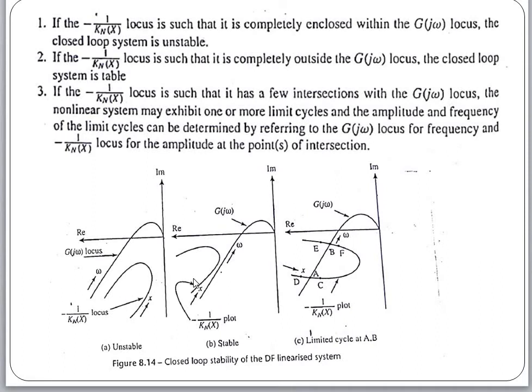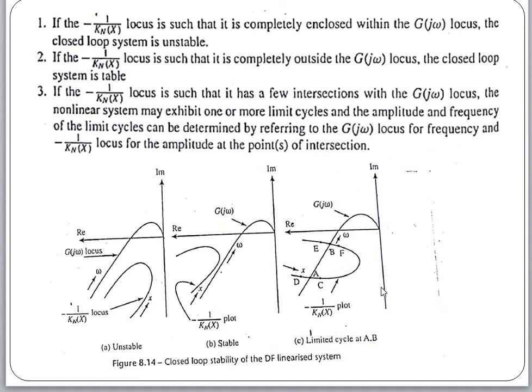Then if the minus 1 by Kn(x) locus is completely outside the G(j omega) locus, the closed loop system is said to be stable. You can see here, this is the minus 1 by Kn(x) locus, this part. This is completely outside the polar plot of the linear system, G(j omega). Since it is not enclosed inside the G(j omega) locus, the system can be said to be stable.